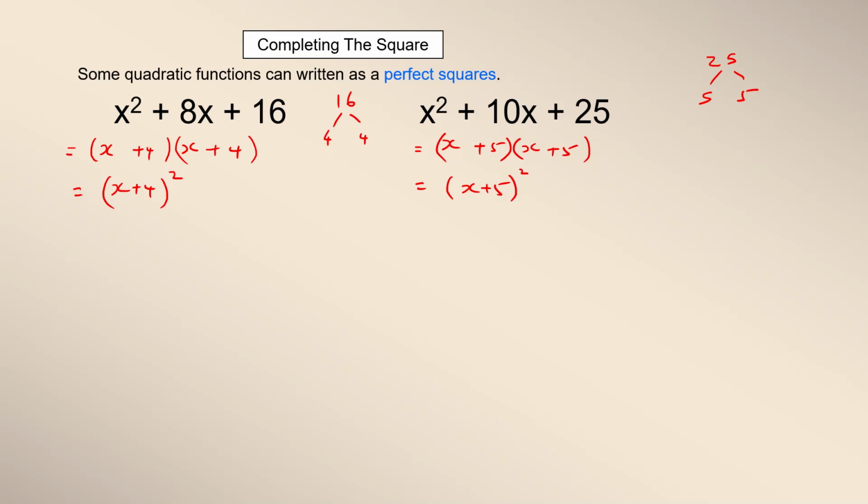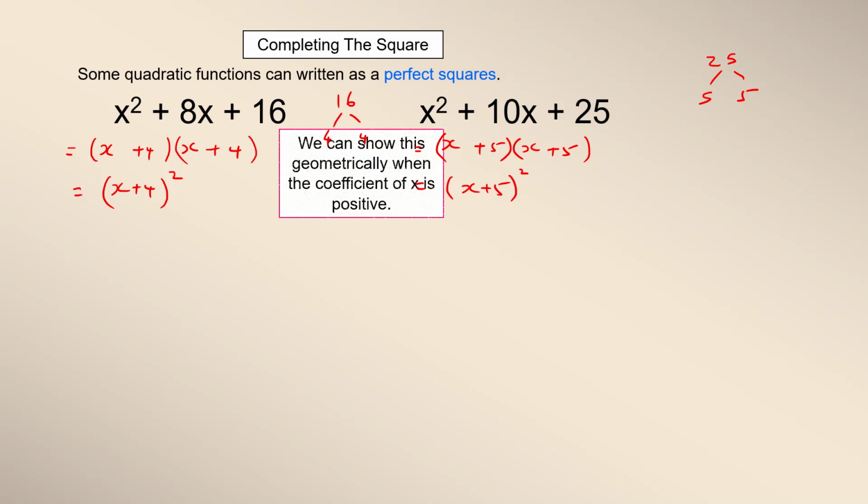Now, we can demonstrate this actually using a square. So if we have an x here, we're looking at the first example, x squared plus 8x plus 16. And it's x plus 4 squared. So x plus 4 times x plus 4. So let's put up x plus 4 there and put the other x plus 4 here.